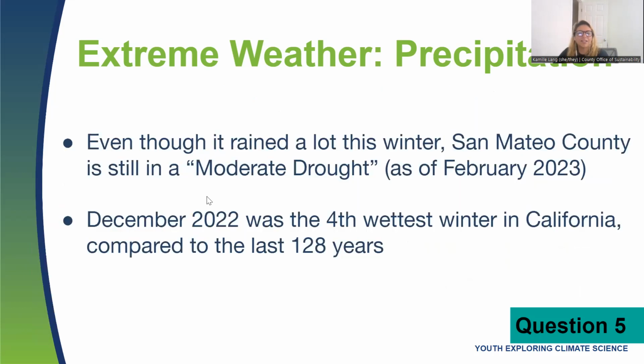So these are the two facts that I would recommend. Even though it's rained a lot this winter, San Mateo County is still in a moderate drought. As of February 2023, it rained a lot over December into January and February of that 2022 into 2023. And then December 2022 was the fourth wettest or 25th driest winter in California compared to the last 128 years. So letting them kind of sit with that data, understand that fact.